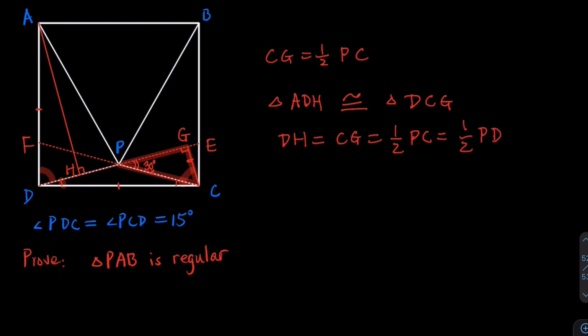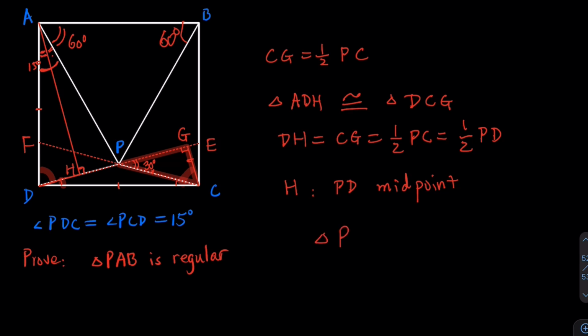Now we use the same argument as earlier. We're saying that this point is kind of the midpoint of PD, because DH is half of PD, right? And this is a perpendicular line, so we conclude that this must be the angle bisector. These angles are equal to each other. And of course we know that this is 15 degrees, so this must also be 15 degrees. So the whole thing is 30 degrees, and this is 60 degrees. Now using the same argument, this is 60 degrees. Just like in the earlier method, PAB is regular.